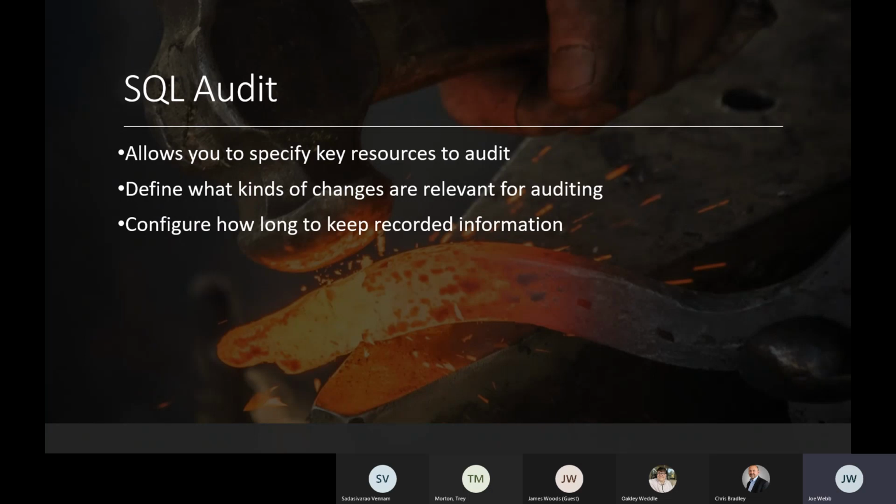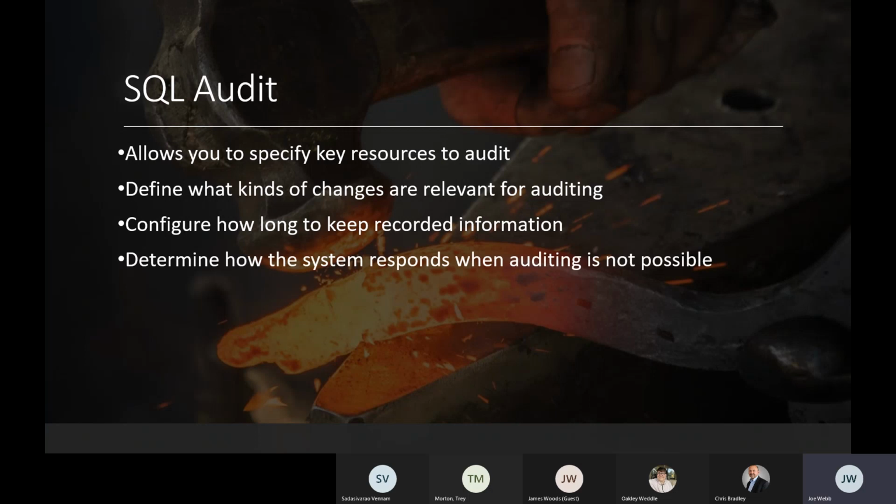We could configure how long SQL Server is going to keep this recorded information. How relevant will this be? Do you need to go back 6 months? Do you need to go back 6 weeks? Do you need to be able to go back 6 days to investigate who has access to which information?